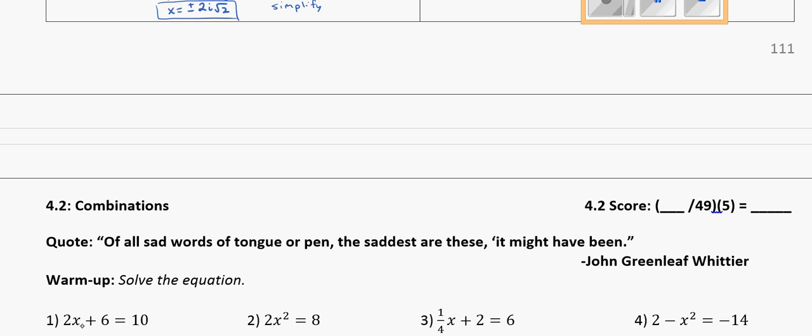For the linear equations, all you have to do is use addition, subtraction, multiplication, division. When you do the quadratic equations, like problem 2, after you get x squared alone, you'll have to square root both sides. And remember, when you do that, you get a plus or minus in your answer.